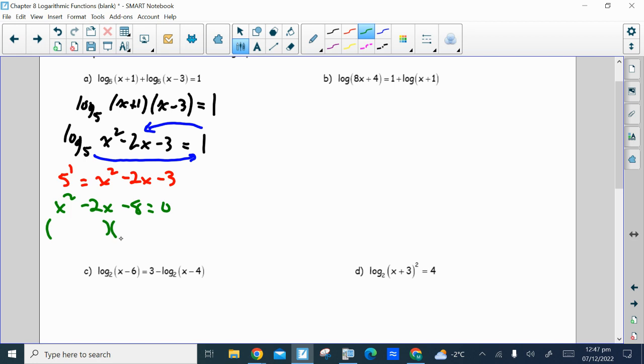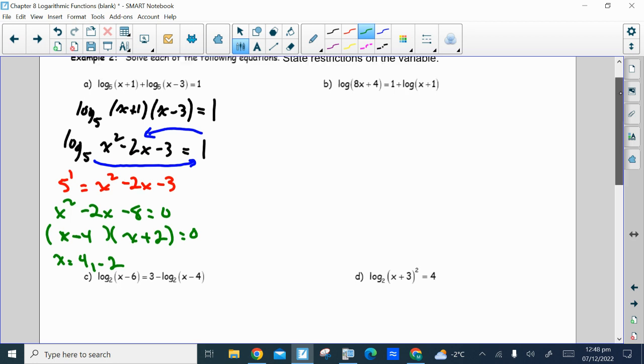And now the factors of this would be x take away 4, x plus 2. And so that gives us answers of positive 4 and negative 2. And that negative 2 should cause some concern, because if you look at the original equation and you let x equal negative 2, in either of these two expressions, you're going to be taking the log of a negative number. So that one can't work.